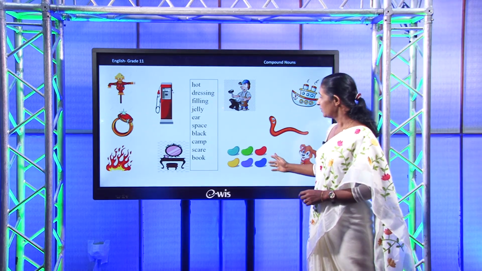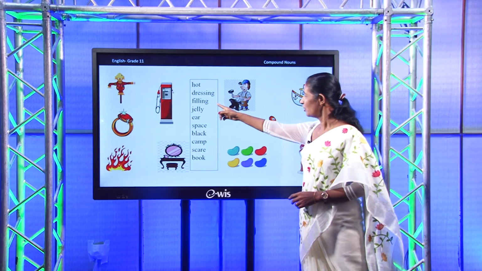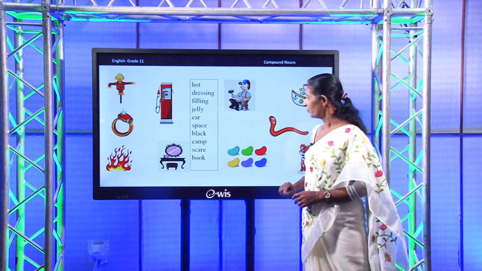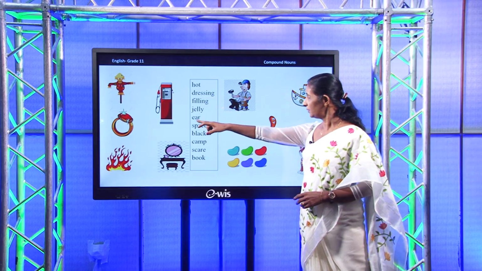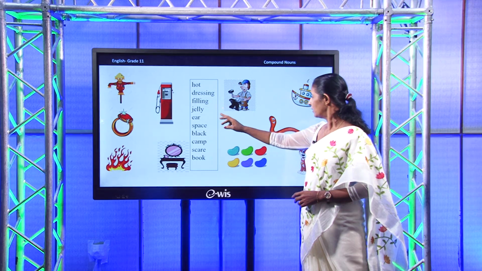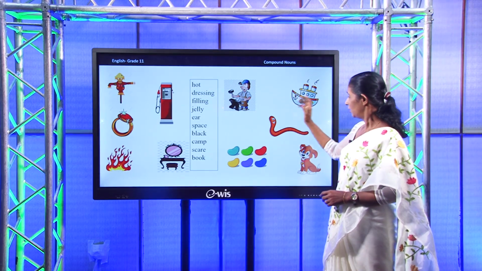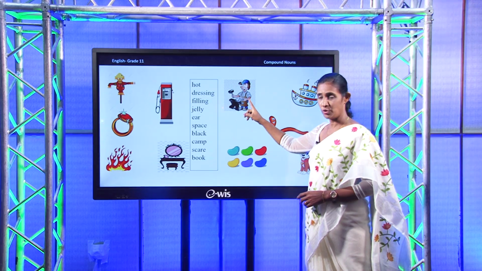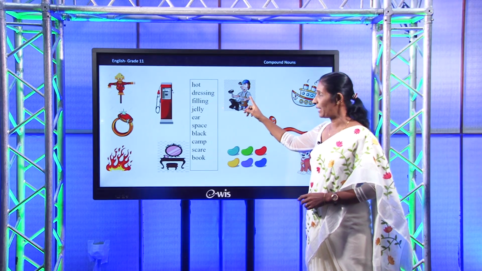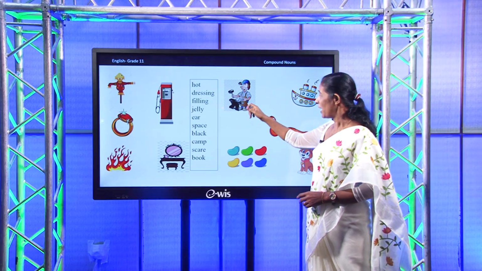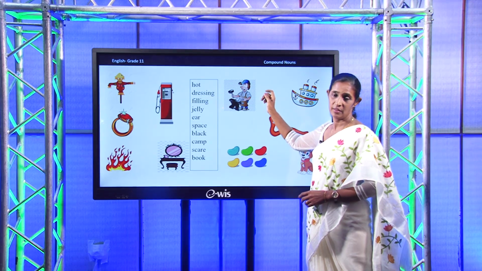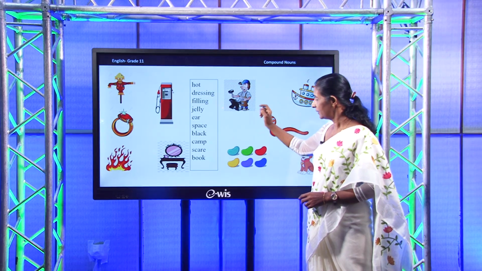Jelly bean. I'm sorry, I missed that. Filling station. Earring. And spaceship. Blacksmith. I don't know whether you know this word. The blacksmith: a man who makes knives and other tools.